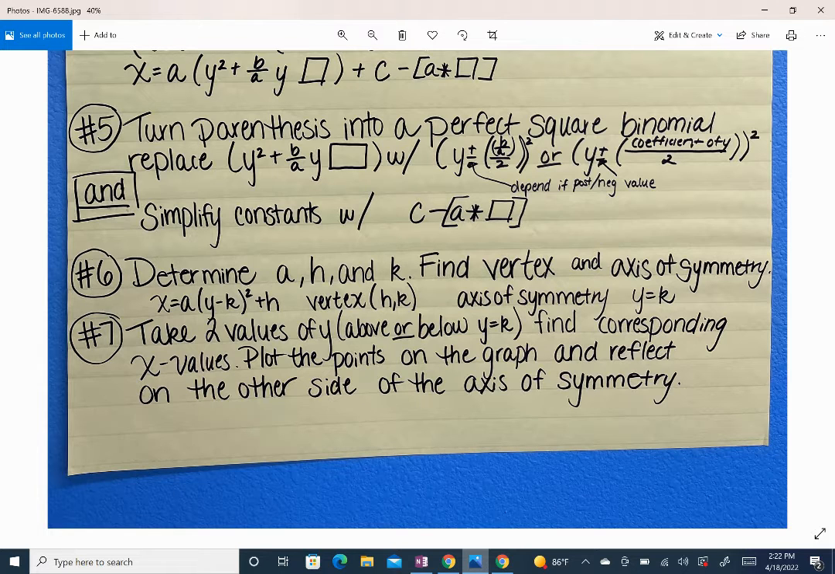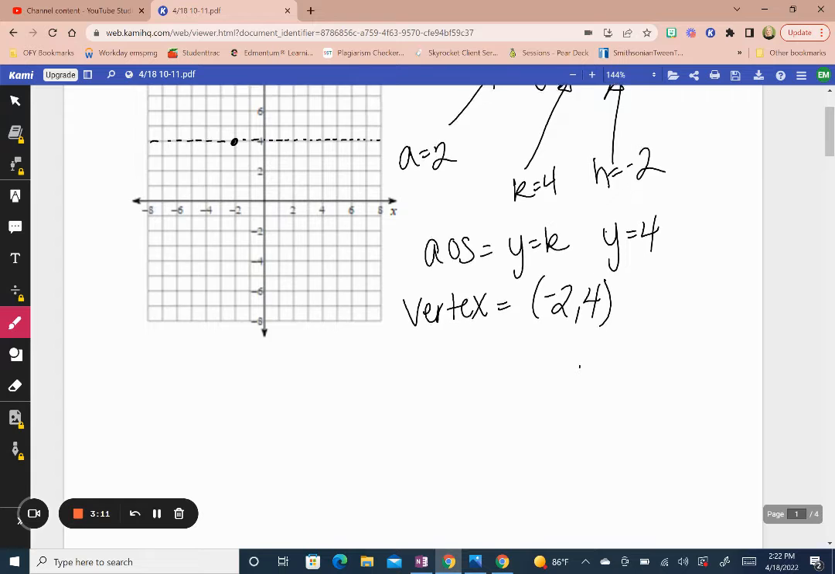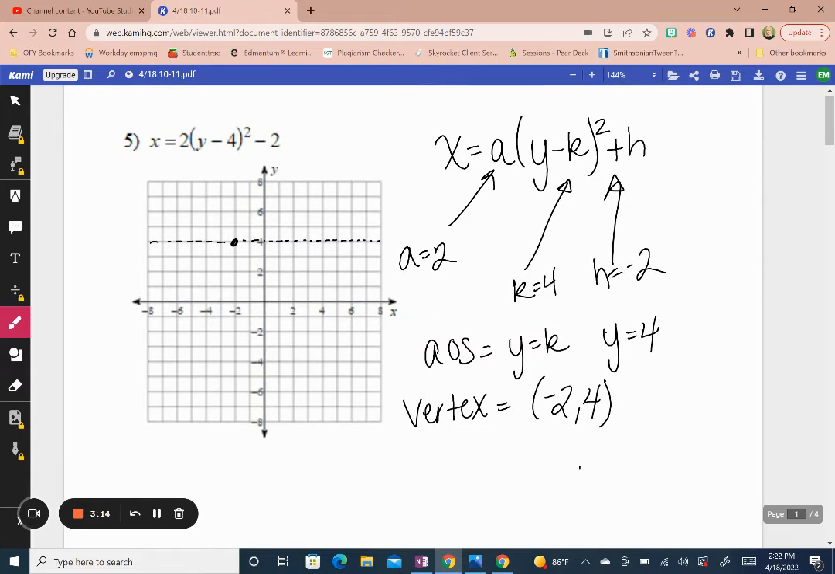Take two values of y. You could do above or below. And as we discussed in class, if you choose above or below, you're going to get the same x values. It's just that you put them above instead of below, or below instead of above. So you essentially flip it. Then we find the corresponding x values and plot the points on the graph, reflected on the other side of the axis of symmetry. Okay, great. So I'm going to choose below.